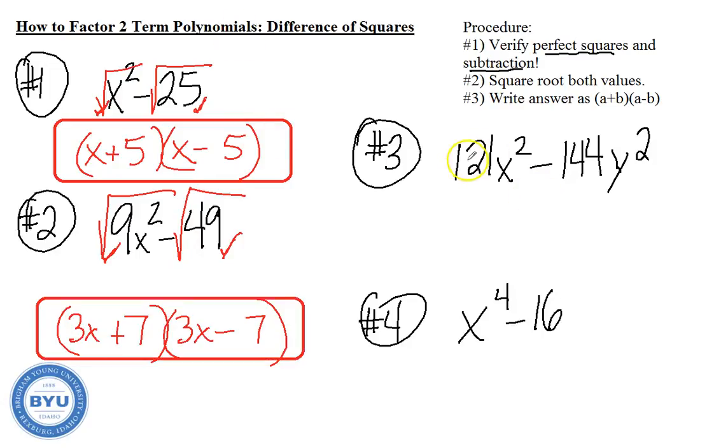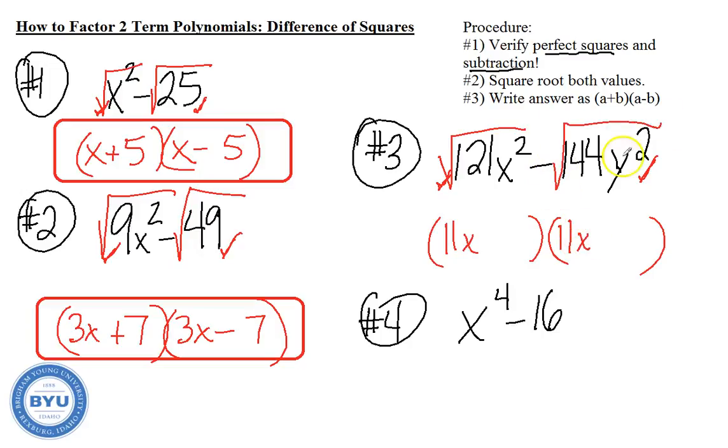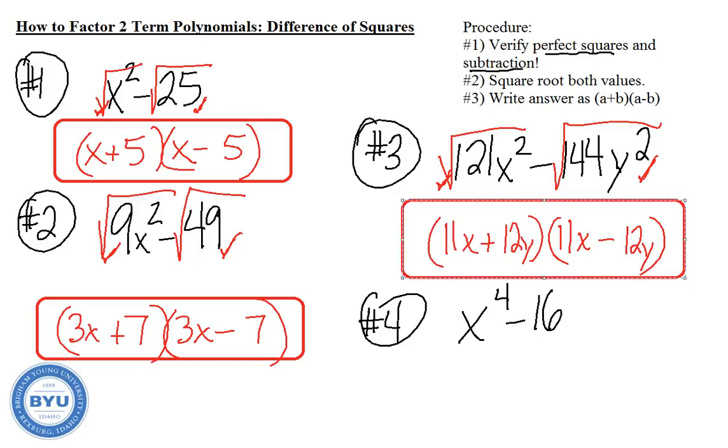Number 3, let's check that there are square roots. Ooh, the square root of 121. It does work, yep. And square root of 144, yep. So we can put it into two parentheses. The square root of 121 is 11x. That goes in the first slots. The square root of 144, that's 12y. That goes in the second slots. 1 plus, 1 minus.